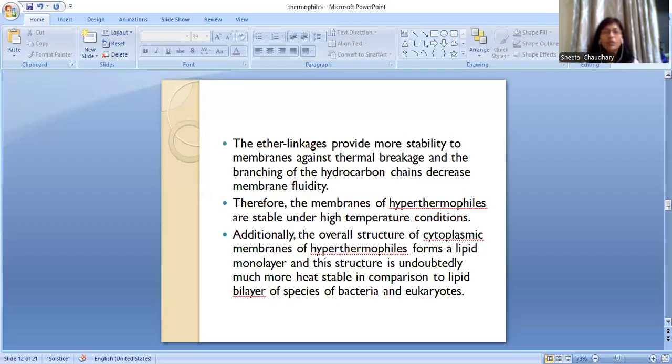Additionally, the overall structure of the cytoplasmic membrane of hyperthermophiles forms a lipid monolayer, and this structure is undoubtedly much more heat stable in comparison to the lipid bilayer of species of bacteria and eukaryotes.